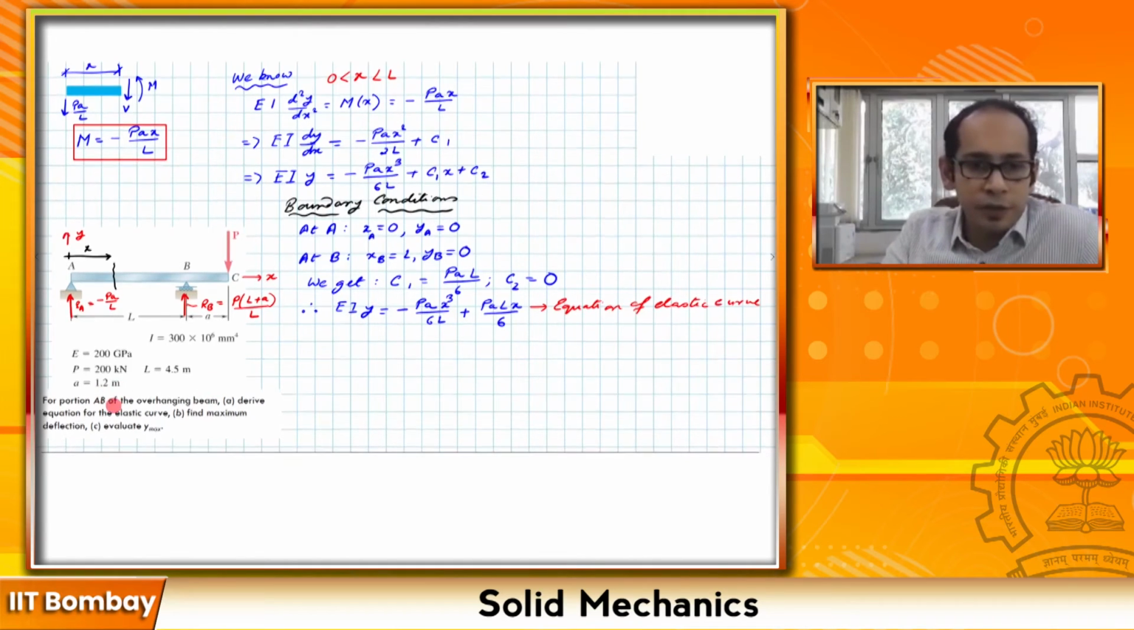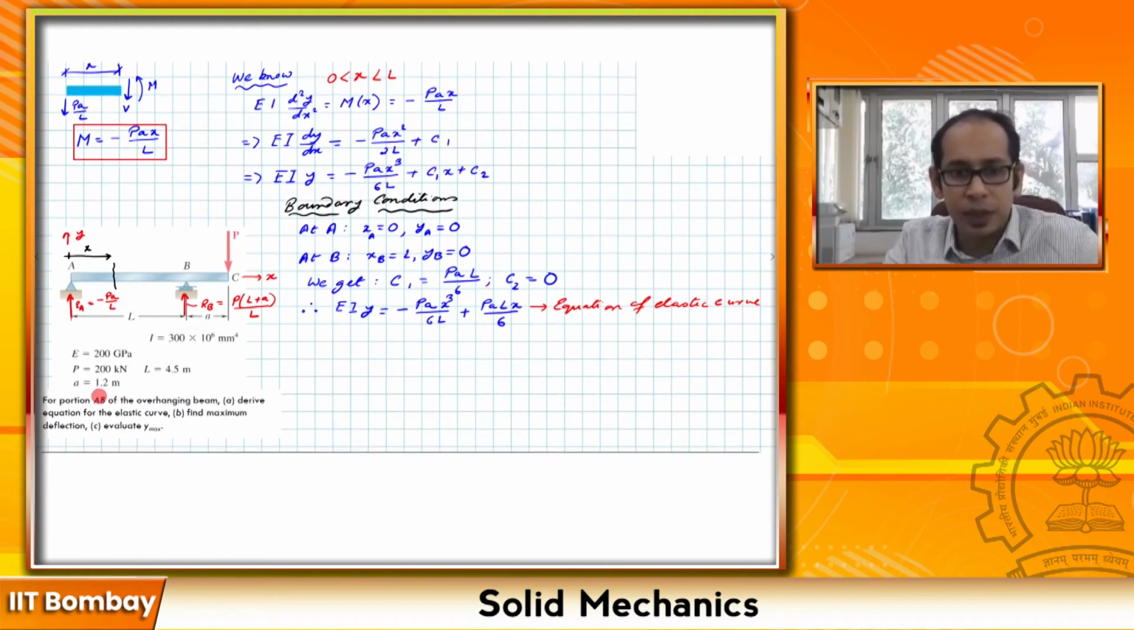So that solves the first part, and then it says find the maximum deflection. So how do I find the maximum deflection? It is simple. Now that we have the expression for the deflection, and remember this is only for the region AB, so this is valid only for the region AB, that is from x equals 0 to L. So I'm going to differentiate it once and equate to 0.